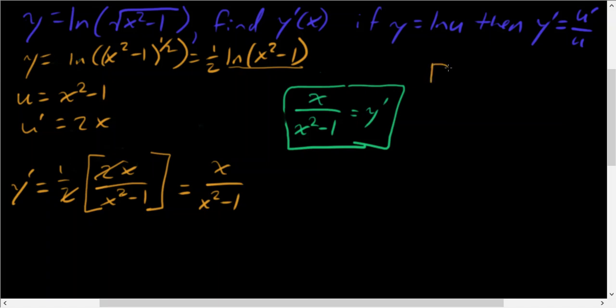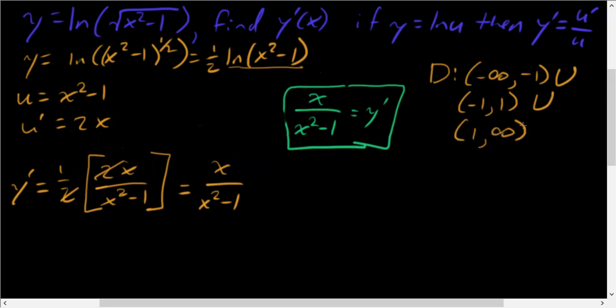The domain for this function is from negative infinity to negative 1, negative 1 to 1, and 1 to infinity. You guys see why that's true, right? This is basically defined for all values except when we get a 0 in the denominator. When is x squared minus 1 equal to 0? When x is equal to plus or minus 1. So the domain is everywhere except where it's negative 1 or 1.